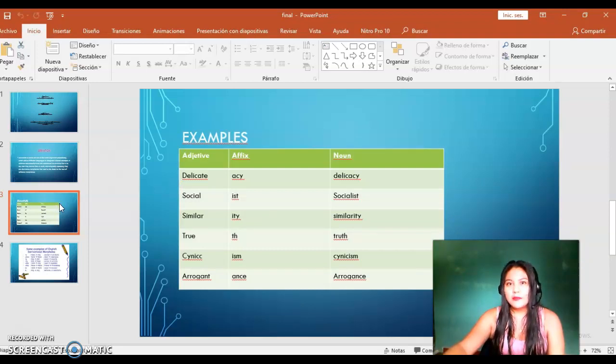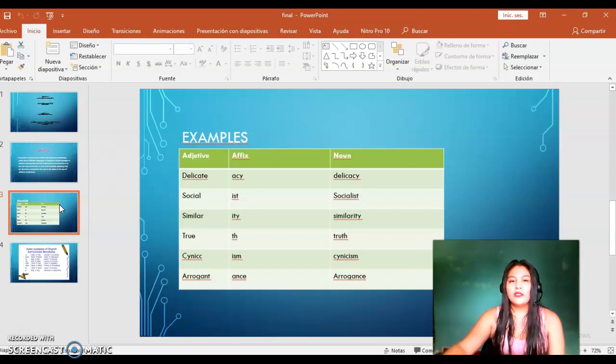An example: an adjective, an affix, and a noun. The adjective delicate, affix ion, and the noun delication. The adjective social, and affix ist, and socialist. A similar adjective, similar, the affix ity, and the noun similarity.